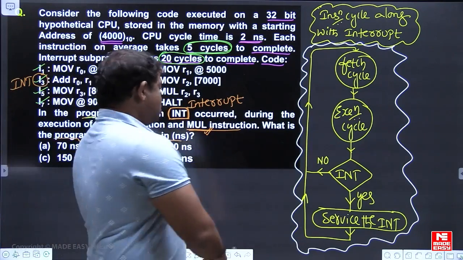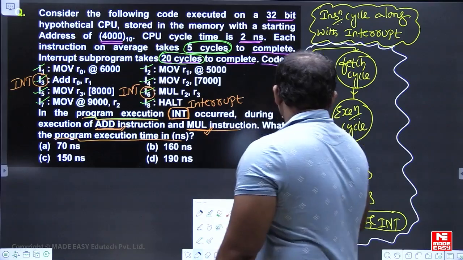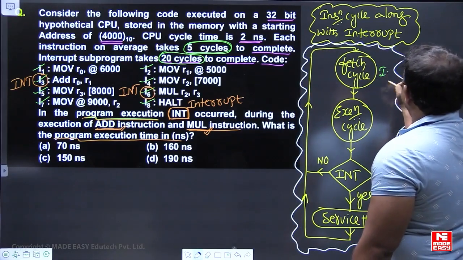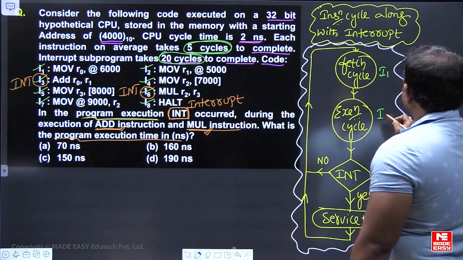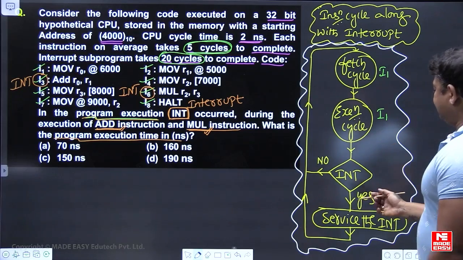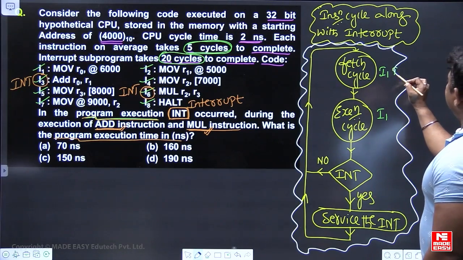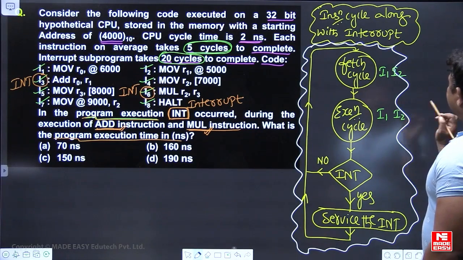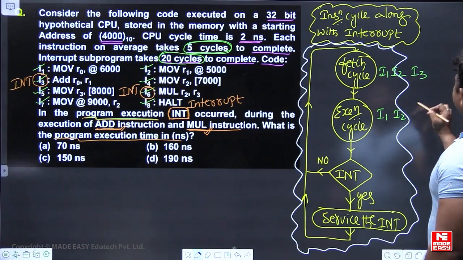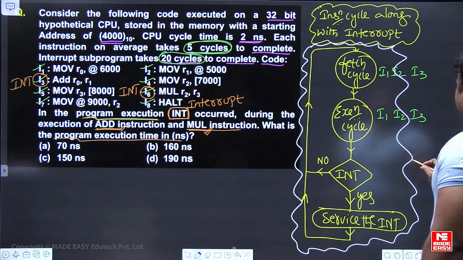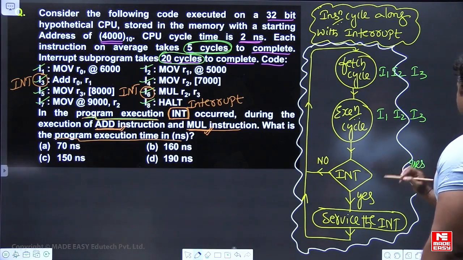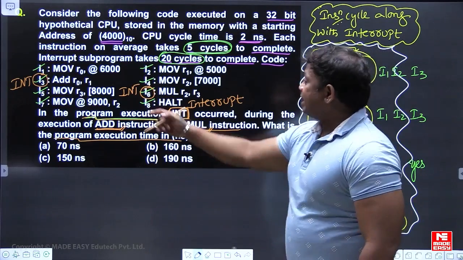Alright, so now what we are going to do? We are going to execute the program. First I1 executed. Fetching I1 executed. No interrupt. Fetching I2 executed. No interrupt. Fetching I3 executed. After I3, interrupt present because I3 is an add instruction.